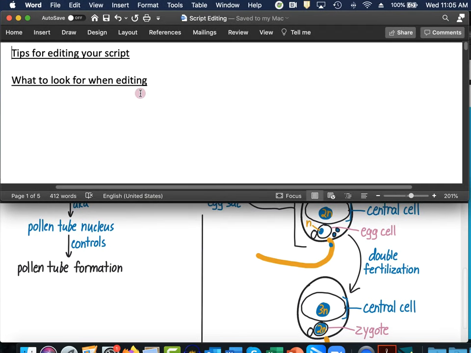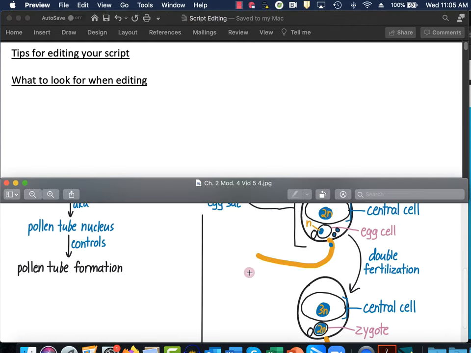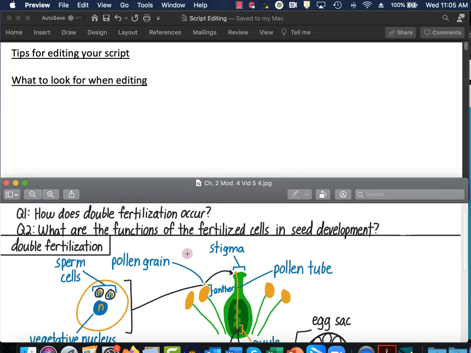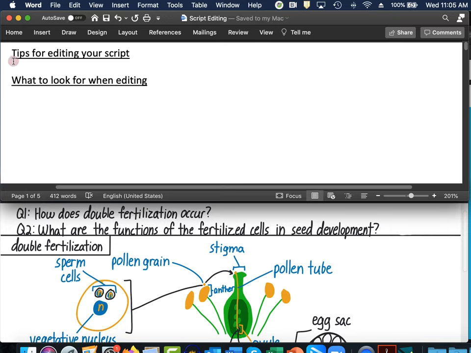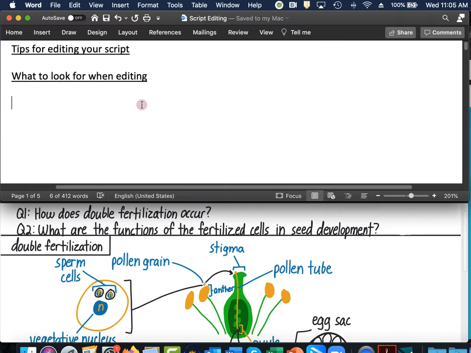Okay, so what you're seeing here is a Word document that I've created for the purposes of showing you how I go about editing my script. And down here, once again, I have my visuals layout for my double fertilization video. So I'll take you through two things in this video. One, I'll briefly discuss some tips for editing your script. And then I'll discuss several things that you can look for specifically when you're editing your script to make it easier for your students to learn this material. Okay, so let's get started.